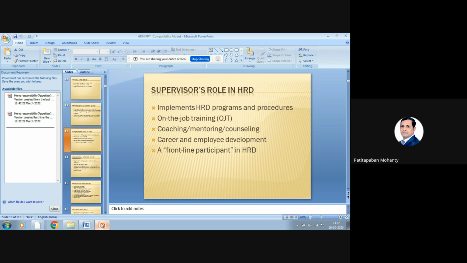Coaching, mentoring and counseling are very, very important. These three words are very important. Without them, your organization or your HRD is incomplete. Mentoring, coaching and counseling, at every step you need that. What happens if you mentor, counsel or coach your employees in such a way that their role can be enhanced?